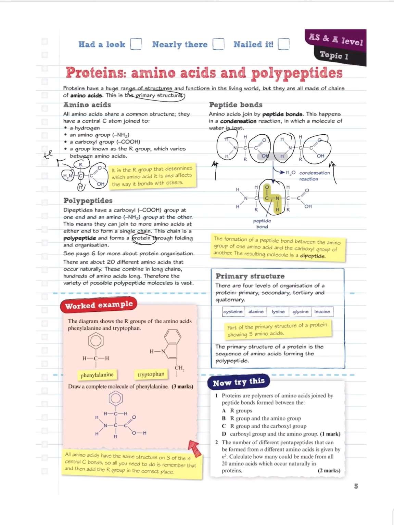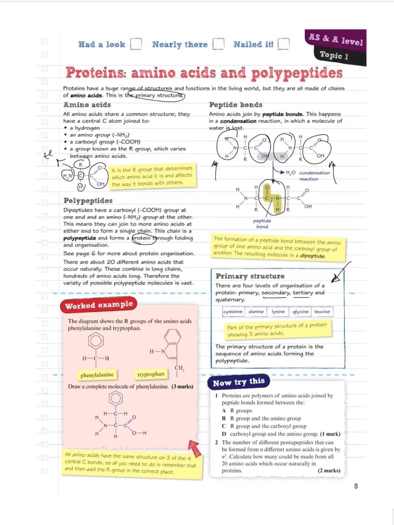There are four levels of organization of a protein: primary, secondary, tertiary, and quaternary. I'll have another video which goes into this in more detail, but we'll quickly go over it. The secondary structure is when the primary structure folds into alpha helices or beta pleated sheets. The tertiary structure is when we bring in bonds like hydrogen bonds, ionic bonds and disulfide bridges. And quaternary structure is when more than one polypeptide is combined together.